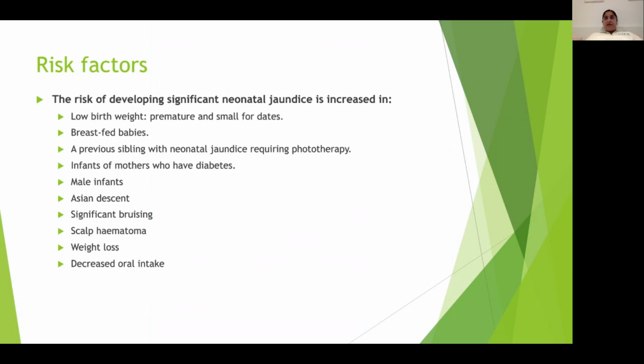I don't know whether it's the same across all trusts, but our trust would say anything over 10% weight loss when babies were readmitted is something that we would be really, really concerned about. And these are the babies that we would want to focus on so that they don't become dehydrated when they're readmitted with jaundice.